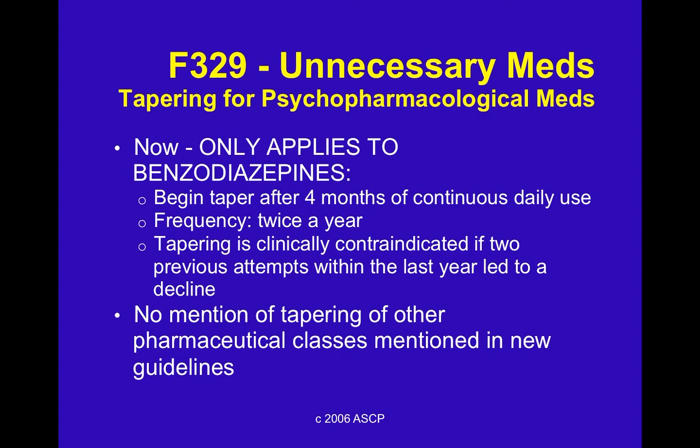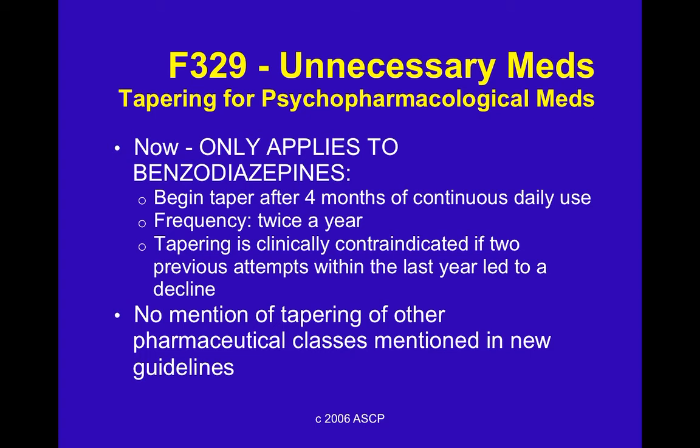Now it only applies to benzodiazepines. If we're looking at benzodiazepines that are not used as sedative hypnotics, like lorazepam for anxiety, those should have a gradual dose reduction after 4 months of continuous daily use. And that frequency should be twice a year. And tapering is clinically contraindicated, once again, if we tried it twice and it led to a decline.